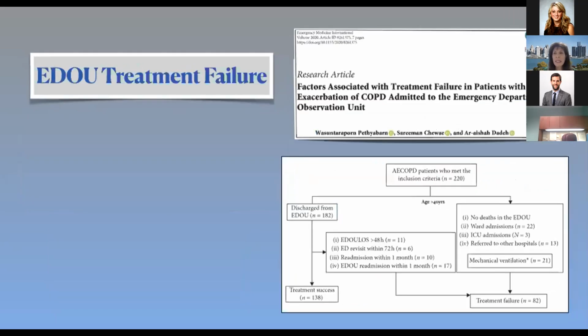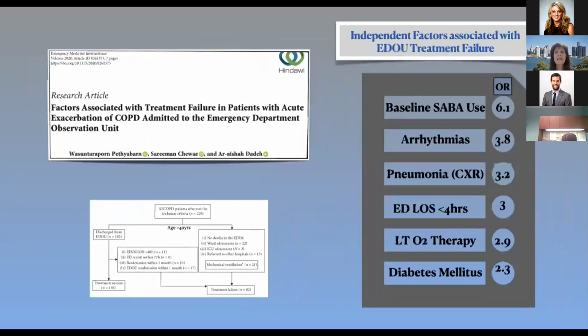This retrospective study from Thailand was great to see, first of all, observation units all the way in Thailand. This was a 15-bed ED observation unit, and really they aimed to identify any factors that were associated with treatment failure. And so they had 220 patients that were over the age of 40, and they found that 37% of this population had treatment failure, which they defined here as a prolonged length of stay, some recidivism markers, as well as morbidity, mortality.